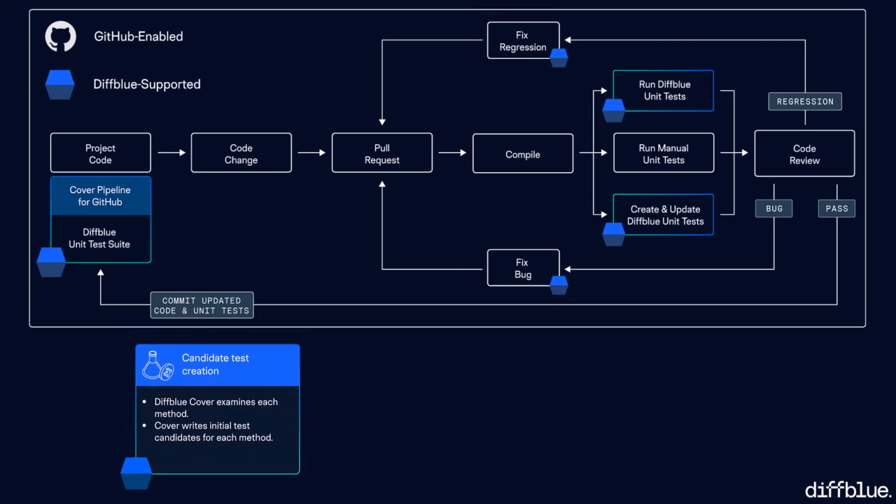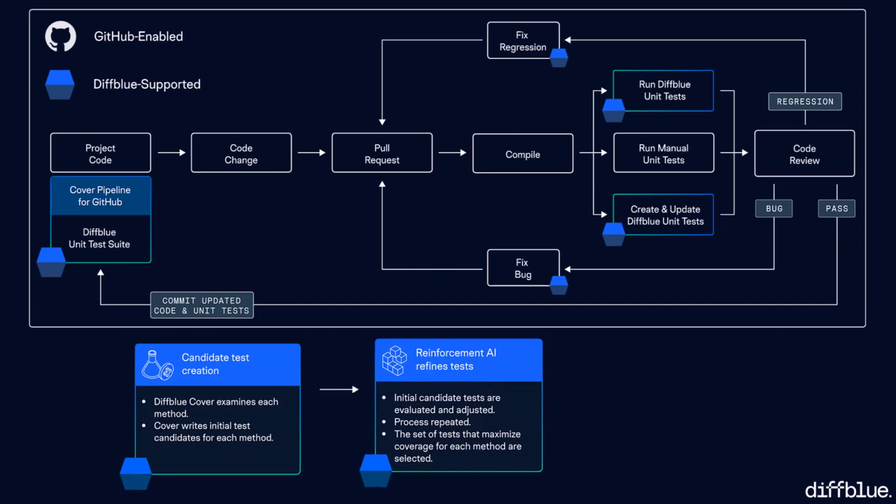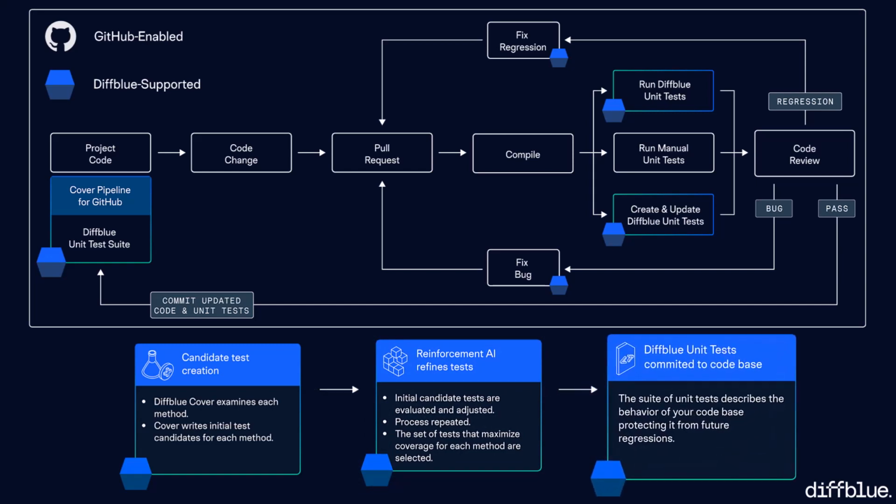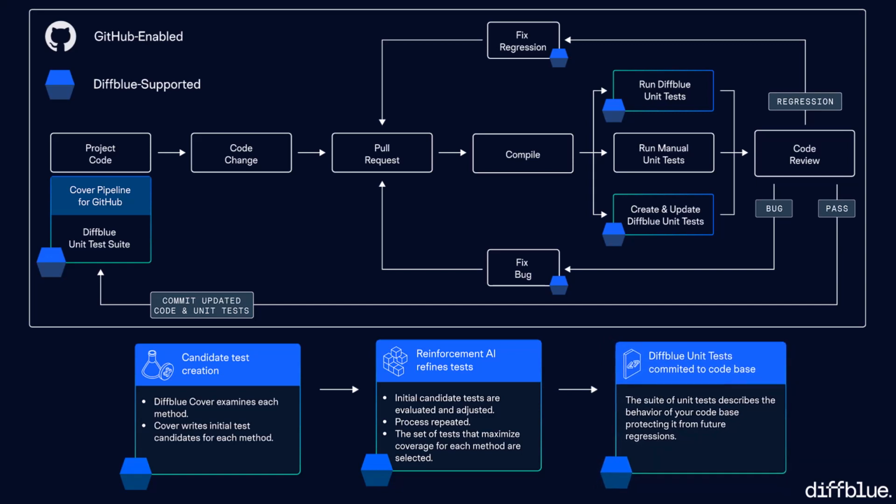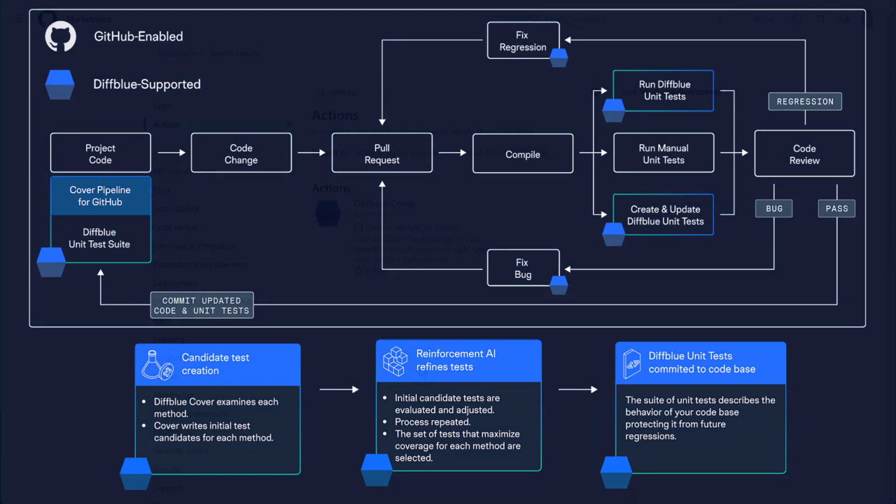When creating or updating unit tests, Diffblue Cover AI assesses each method, including any dependent methods, and writes preliminary test candidates. Cover then uses reinforcement learning to evaluate and adjust the test candidate for each method, repeating this process until the set of tests that optimize coverage are selected and committed to your codebase.